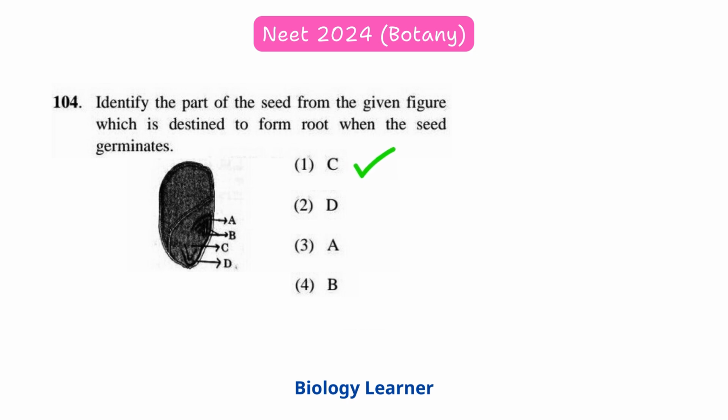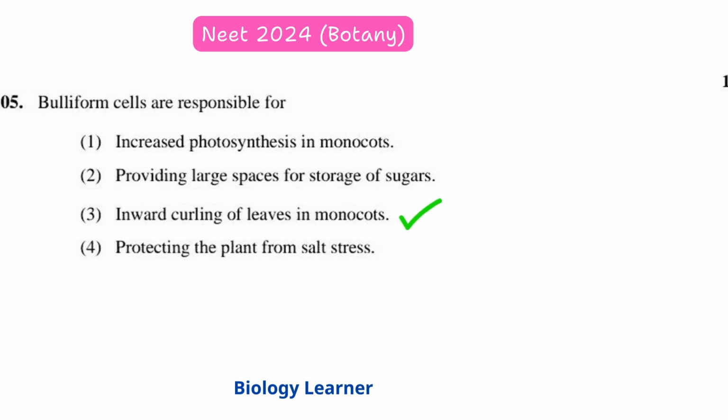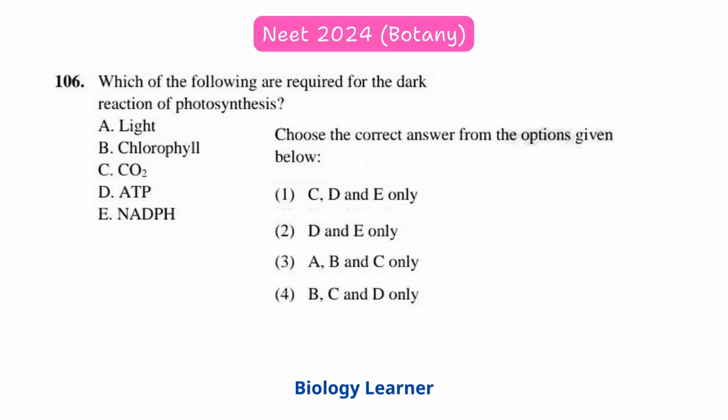The correct answer is option 1. C. Bulliform cells are responsible for inward curling of leaves in monocots. Which of the following are required for the dark reaction of photosynthesis?